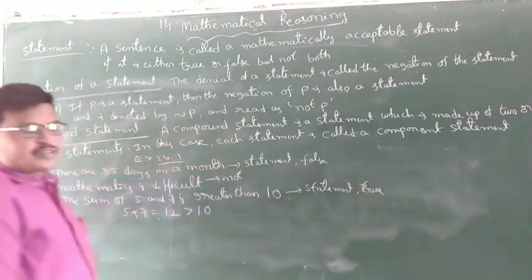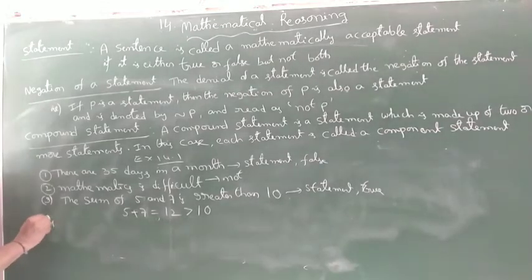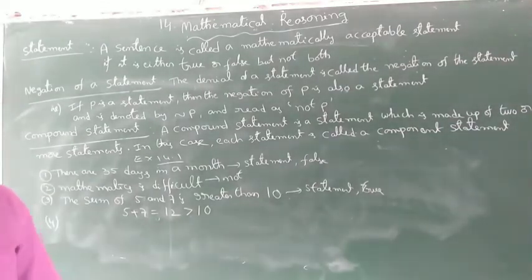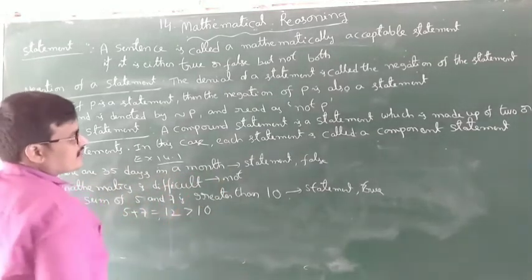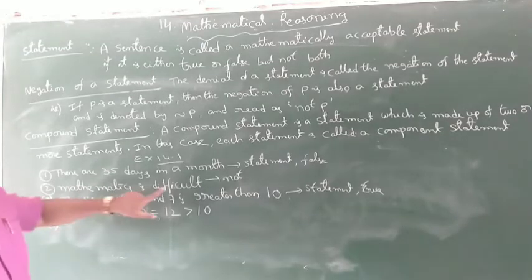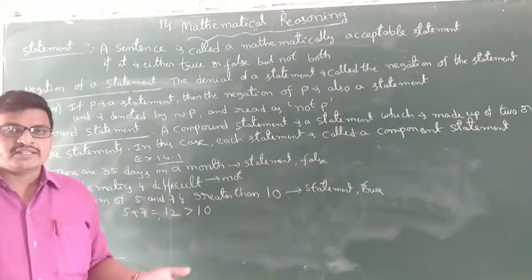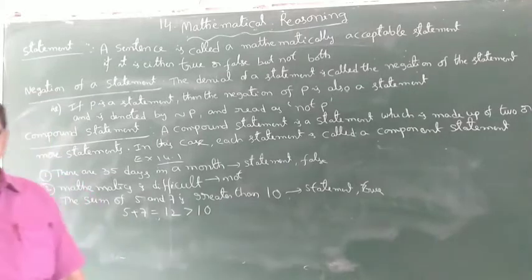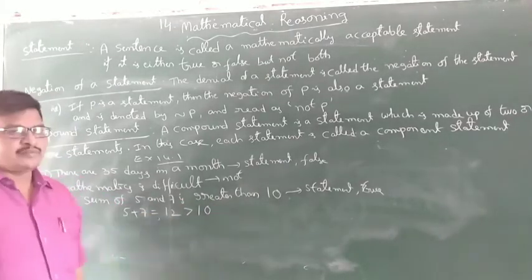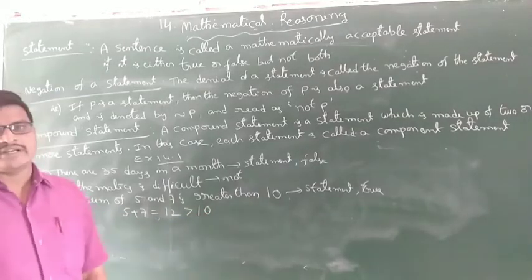True statement, false statement, true statement. Okay, so what is the reason? 35 days in a month is a statement with the reason being that it is a false statement. Mathematics is difficult is not a statement, because some people feel it is difficult and some feel it is easy. The sum of 5 and 7 is a statement because 5 plus 7 is 12, and 12 is greater than 10, so it is a true statement.